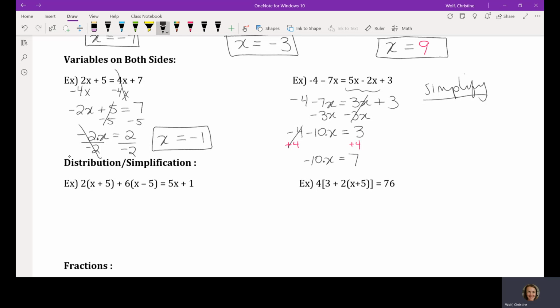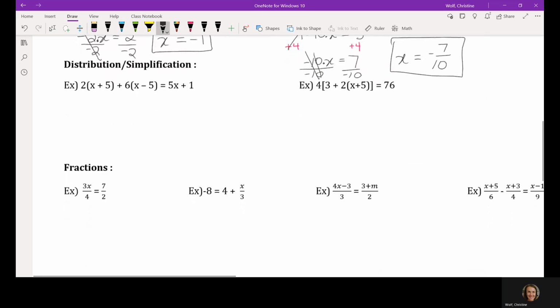Now, again, those are multiplied together. So to undo a multiplication, we do division. So those cancel out. I have only x left on the left-hand side. And then negative 7 over 10, it can't reduce. So we're just going to leave it as a negative 7 over 10. So sometimes your answer will be a fraction, and that's okay.